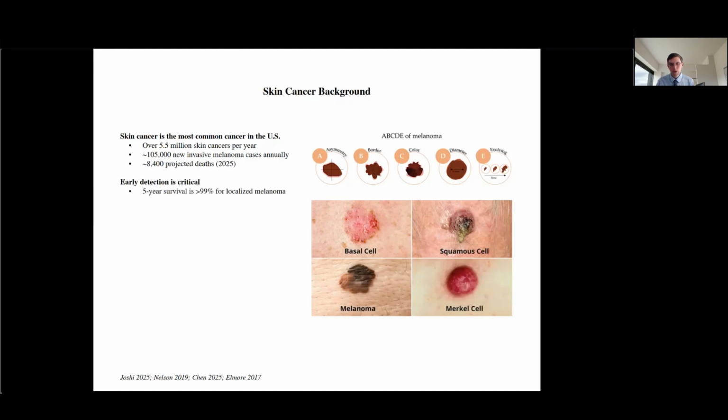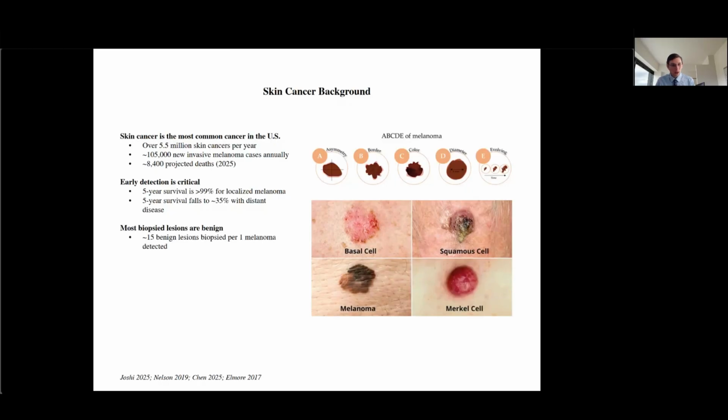And one of the most important parts of skin cancer is that early detection is critical. The 5-year survival is greater than 99% for localized melanoma. However, at 5 years, it falls to 35% if you have distant or metastatic disease.